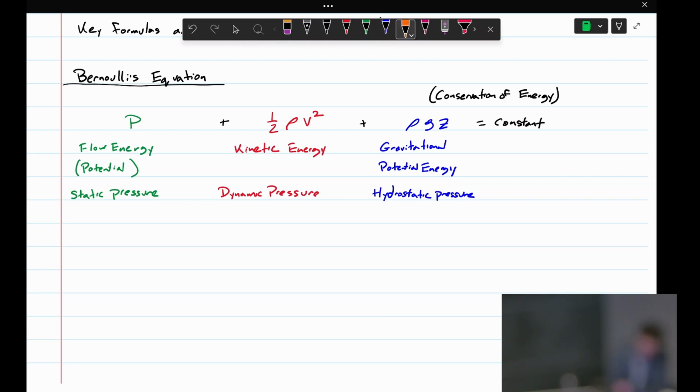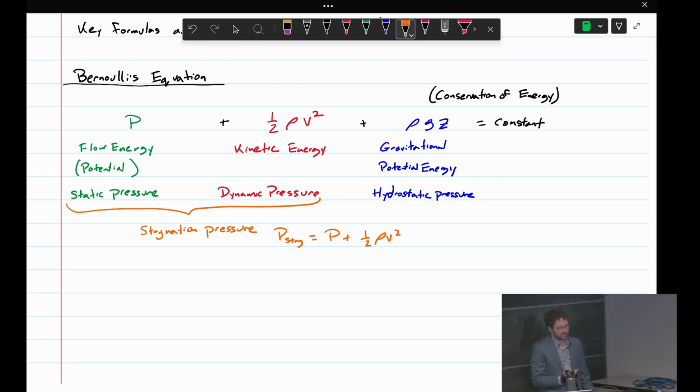The sum of static and dynamic pressure gives us stagnation pressure. So that's P stag, P plus 1/2 rho v squared. It's called stagnation pressure because that's the pressure you get in the fluid if you suddenly bring it to a stop at any point in the fluid. You convert all that potential and kinetic energy into a pressure felt at a point.